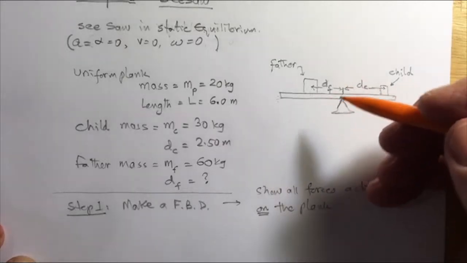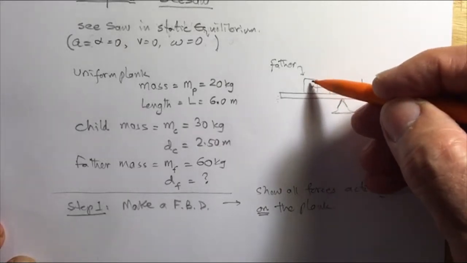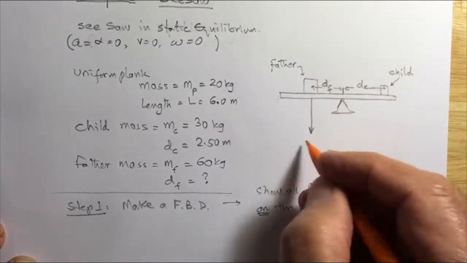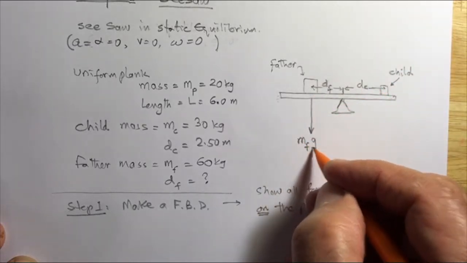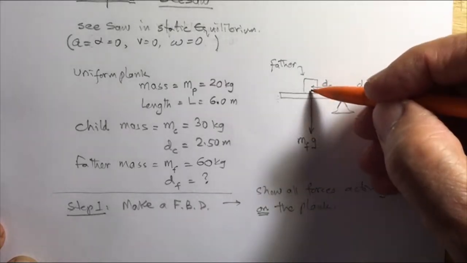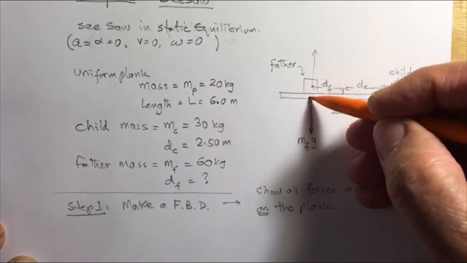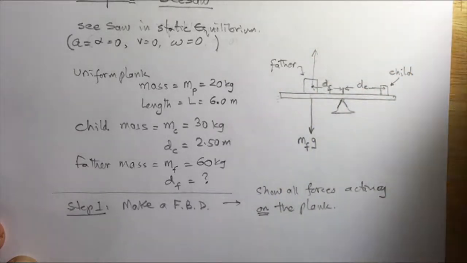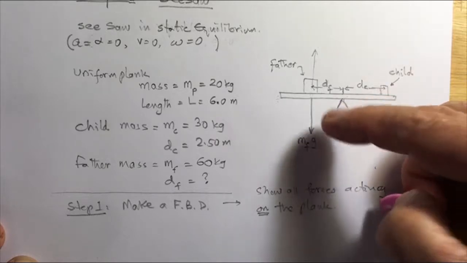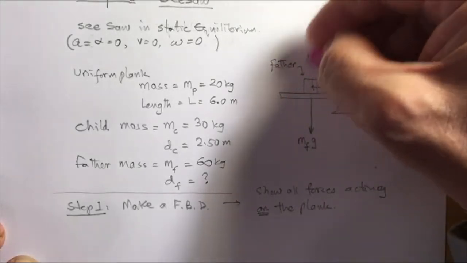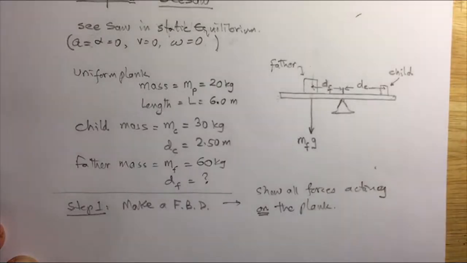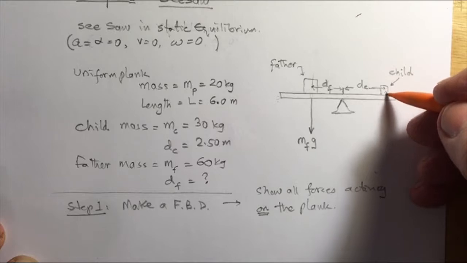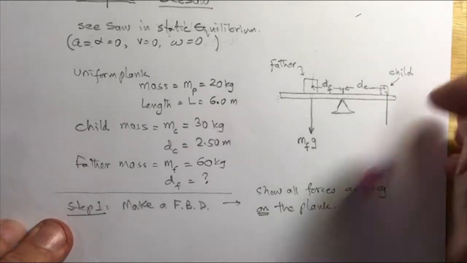So the forces that are here would be the weight of the father pushing down on the plank, so there's going to be a force here which is going to be mass of the father times G. There will be a normal force here from the plank pushing the father up. This is not to be included because this is a force acted by the plank on the father. So it's not a force on the plank. The force on the plank is due to the father.